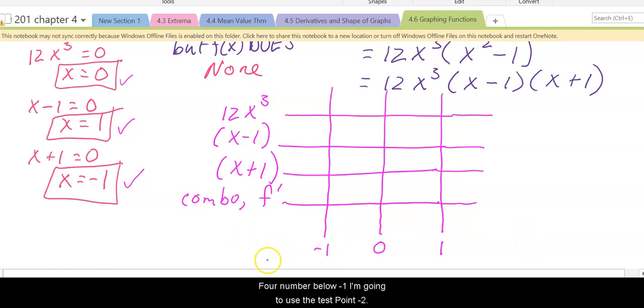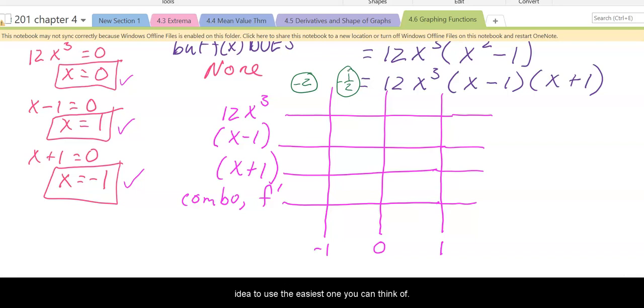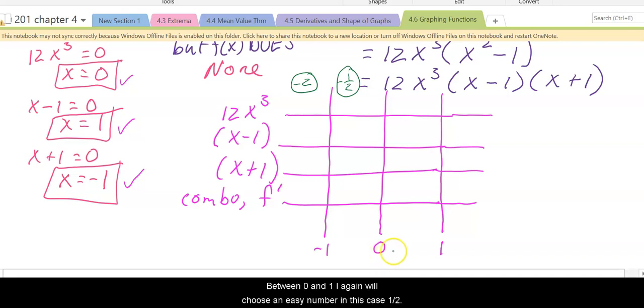For a number below -1, I'm going to use the test point -2. I like to circle mine so I can find them more easily. For a test point between -1 and 0, I will use -1/2. While there are infinitely many numbers to use, it's a good idea to use the easiest one you can think of. Between 0 and 1, I again will choose an easy number, in this case 1/2. For an easy number that's greater than 1, the easiest one I can think of is 2.